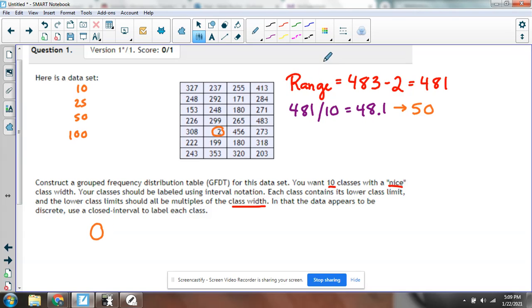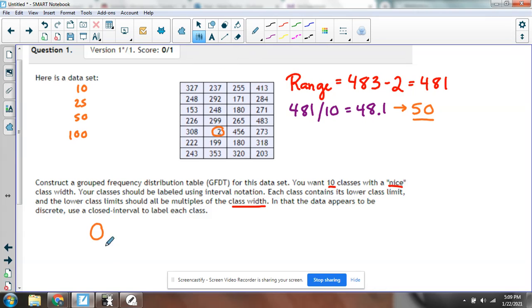Let's just say that the lowest value was 180. Ignore the 2. What's the next lowest number below 180 that's a multiple of 50? Well, I would start at 150. It's a multiple of 50, and it's the next number below 180. If the lowest number was 265, you'd start at 250, and stuff like that.